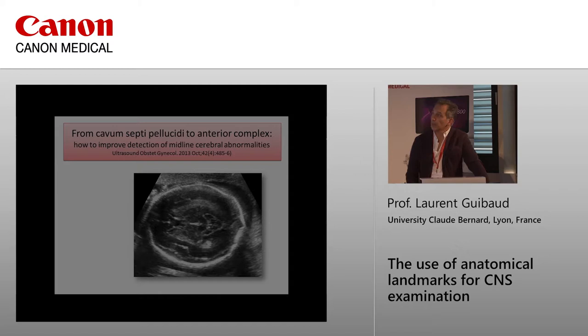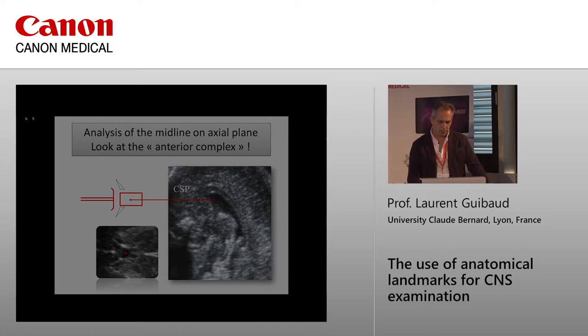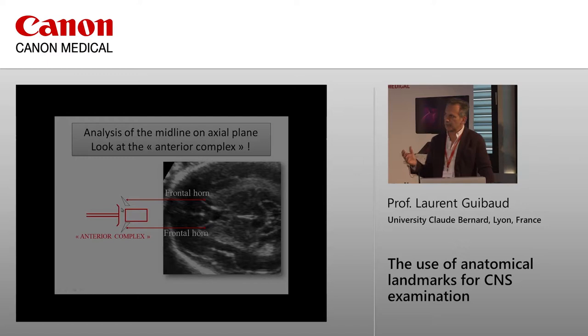So, we published in 2013 the fact that we should improve our detection by looking at the anterior complex. This is a complex formed by the cavum septum pellucidi, which is here on sagittal view and axial view. And on each side, there is a frontal horn. It can be interesting, if you look at the anterior complex, to see that the two horns are symmetric. You know that for the ventricular measurements, it's sometimes difficult to see the proximal ventricle. If you look at the symmetry, it can be a good indicator that there is no dilatation on the ventricle on the proximal hemisphere.